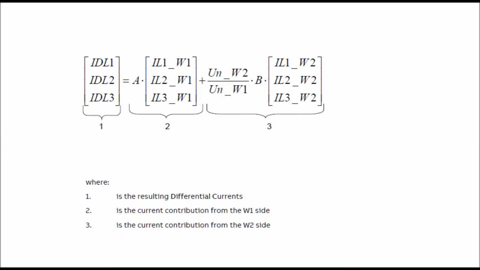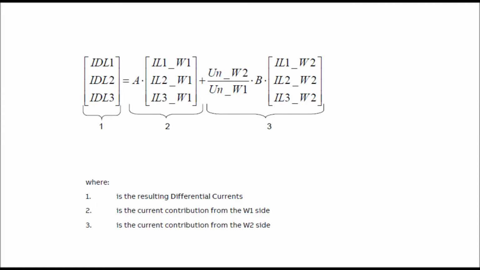For calculation of the differential current phase wise, the following formula is used in RET 650. The left hand side of the equation is the phase wise differential current, that is IDL1, IDL2, IDL3, the red phase, yellow phase and blue phase differential currents respectively. IL1 W1, IL2 W1, IL3 W1 are the red, yellow and blue phase currents in the HV side winding respectively, and IL1, IL2, IL3 W2 are the red, yellow and blue phase currents in the LV side winding respectively. And two matrices, A and B, are introduced for calculation of the differential current.